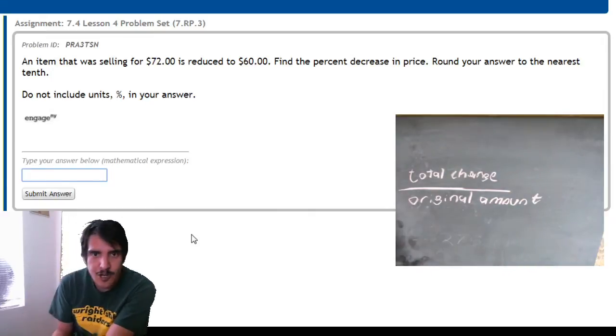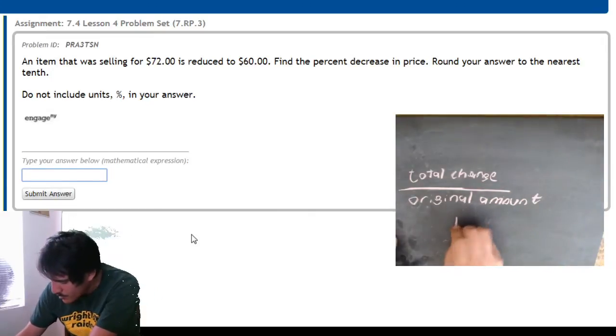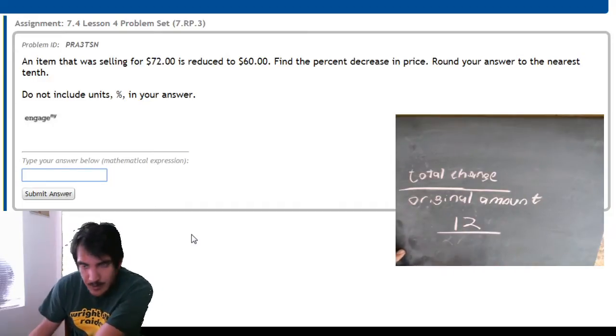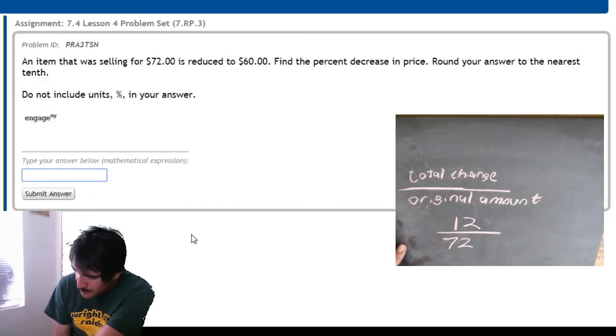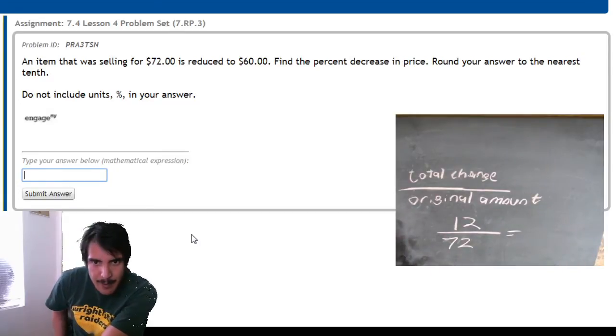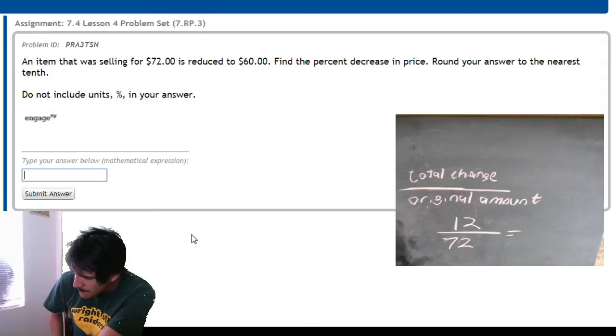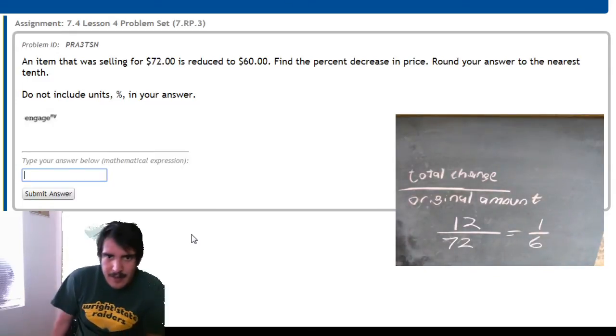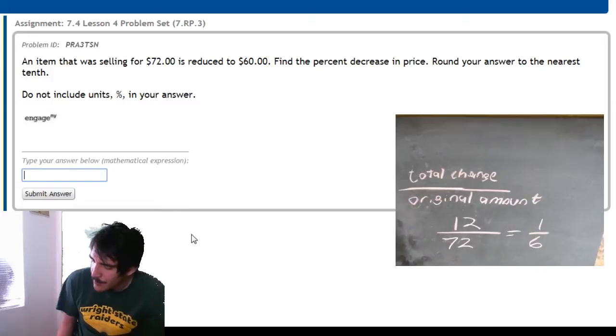So how much was the total change in the price? Well, the total change in the price was $12. And the original amount was $72. That comes out to be, I believe, you can divide them both by 12, right? I want to say that's 1/6. Okay? So you would get 1/6 if you reduced it.